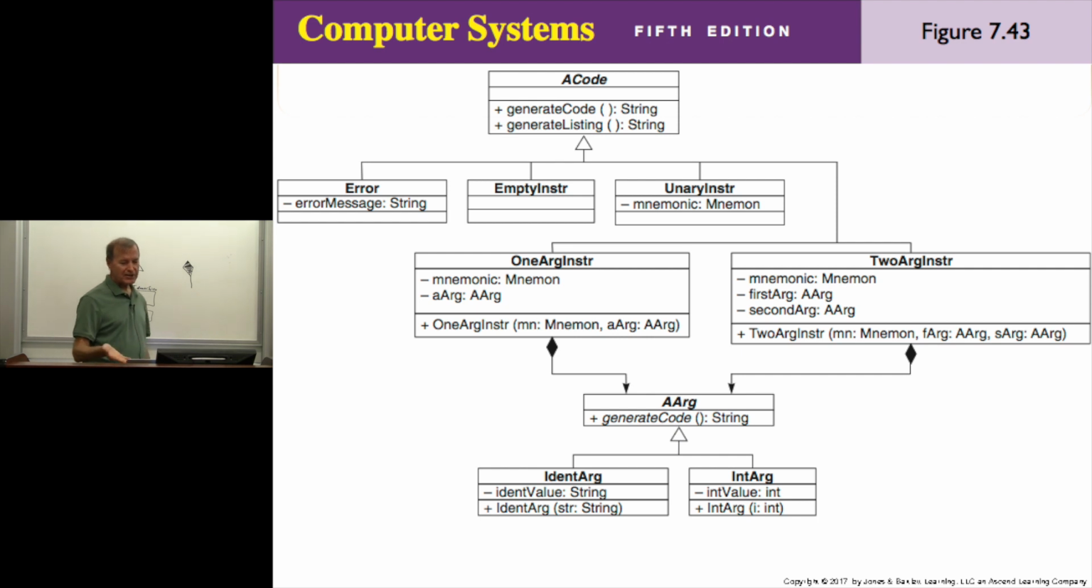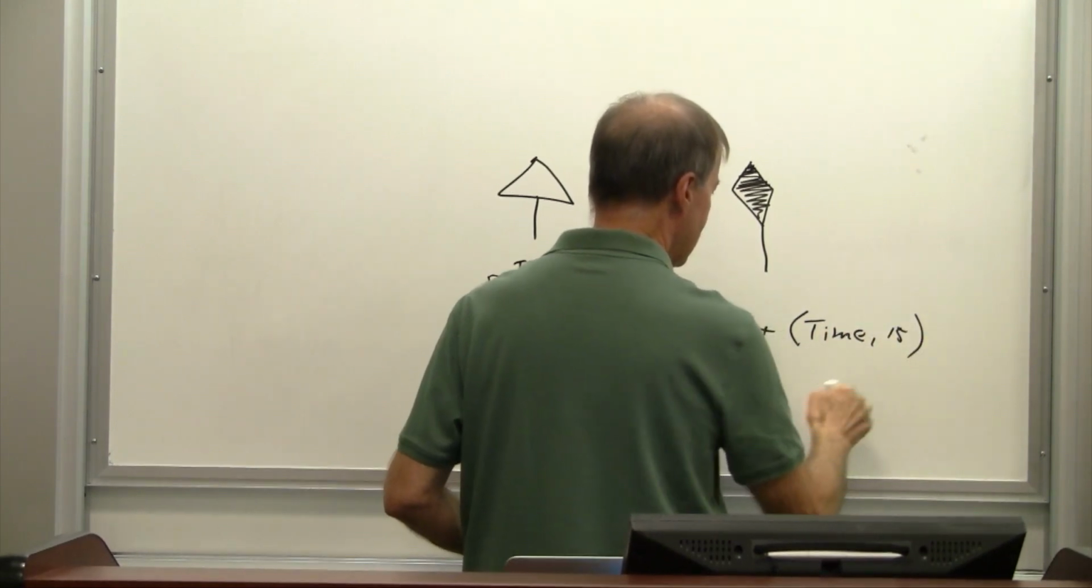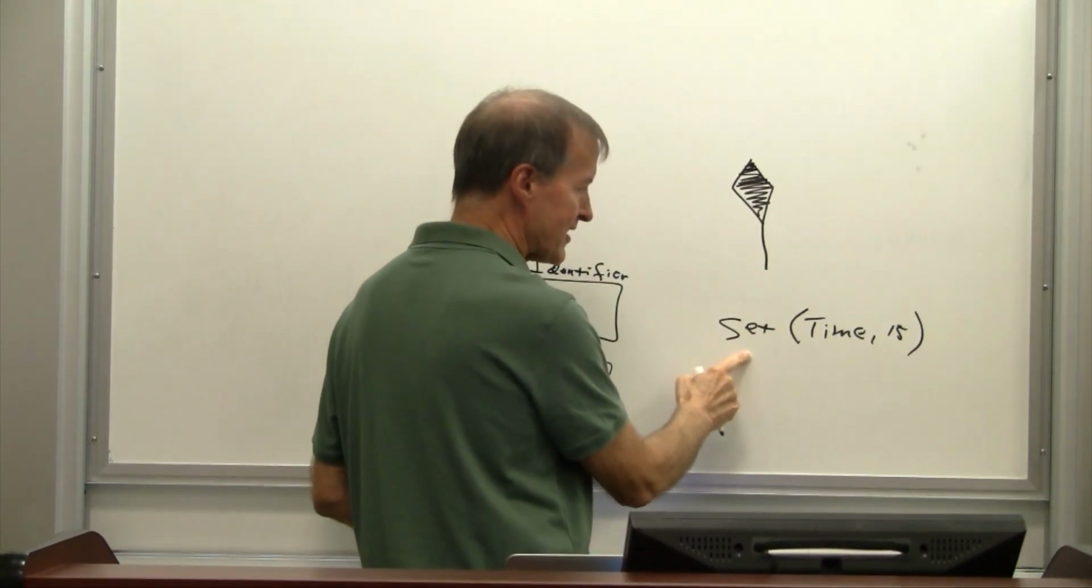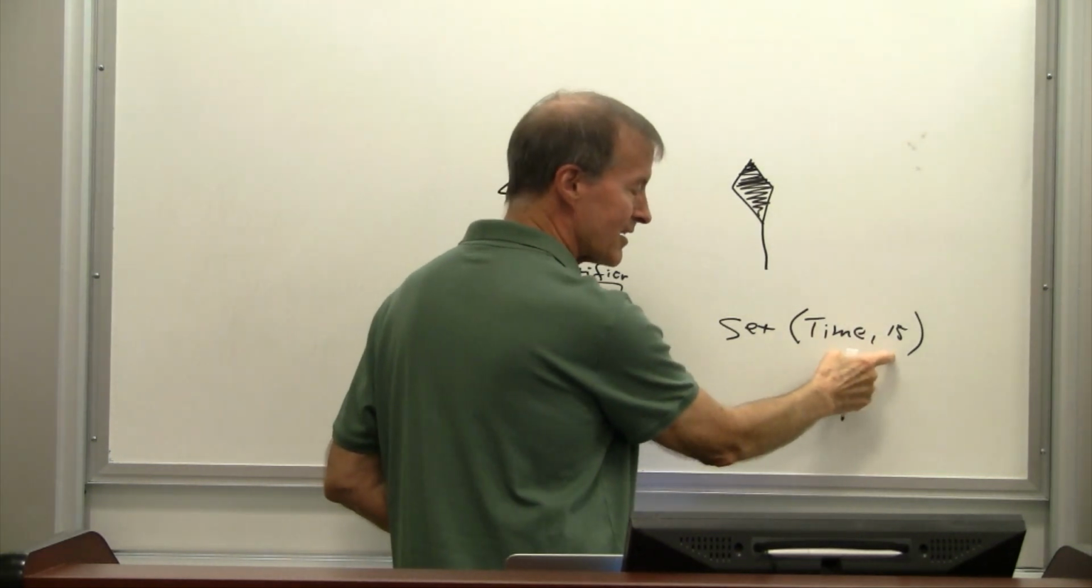And what about a two argument instruction? How many attributes does it have? It has three. What are they? A mnemonic, are you with me? And a first arg, which is a what? Abstract argument. And a second arg, which is a what? An abstract argument. Okay, that's because if you say set time, comma 15, then the mnemonic will be the mnemonic for set, and this would be the first arg, and this would be the second arg.